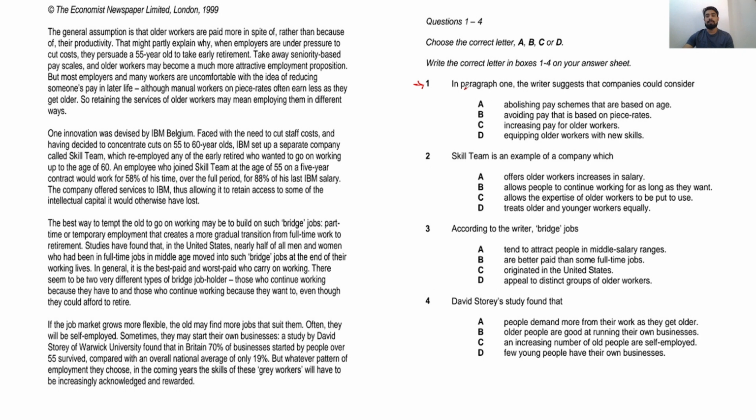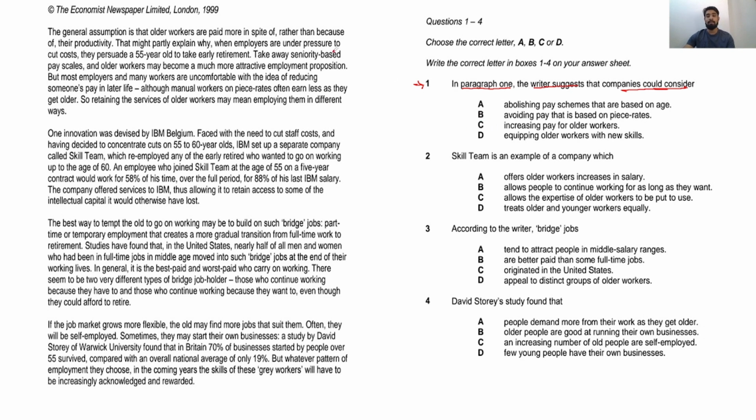The question is: in paragraph 1, the writer suggests that companies could consider. Straight away they have said the information is in paragraph 1, so no need to scan, we directly know where it is. The second thing is understanding the question properly. That is very important in multiple choice. What they have asked: the writer suggests that companies could consider. So who is suggesting? The writer's suggestion. What the companies could consider according to the writer.